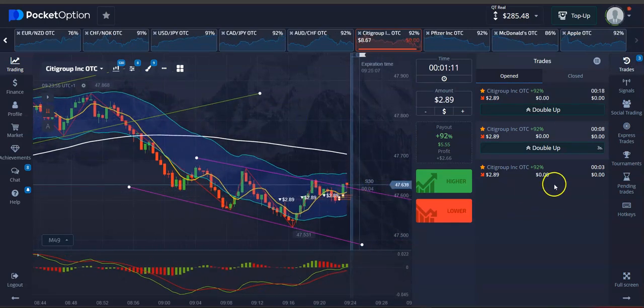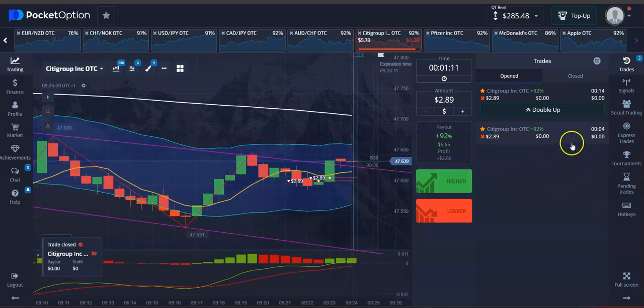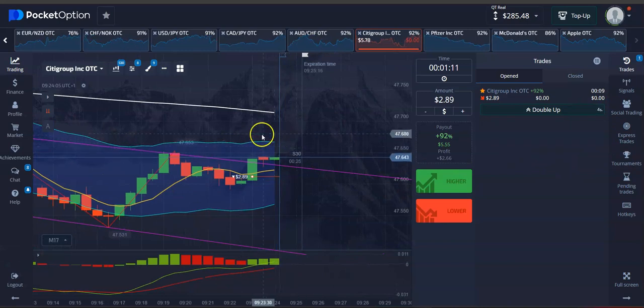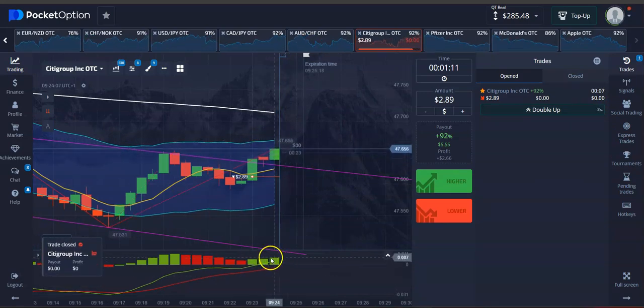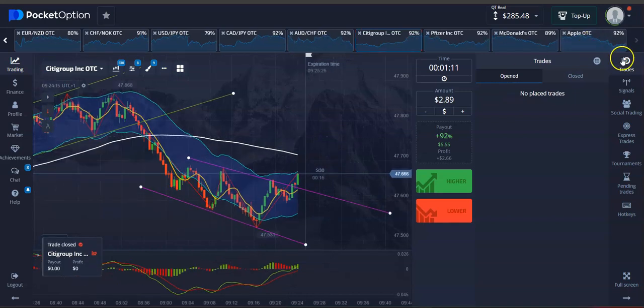Okay, so we have 4 seconds to go. We lost the first one, we lost the second one, and potentially we are going to lose the third one. Okay, so we got 3 green bars over here. So yes, this trend is no longer valid. Seems like the trade is going to go the opposite way.